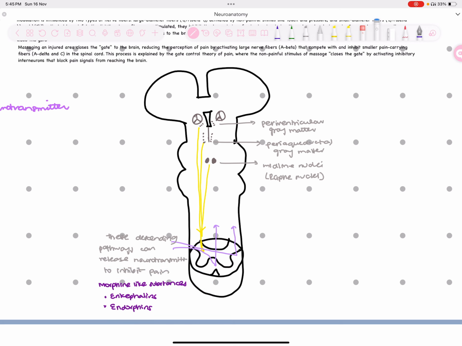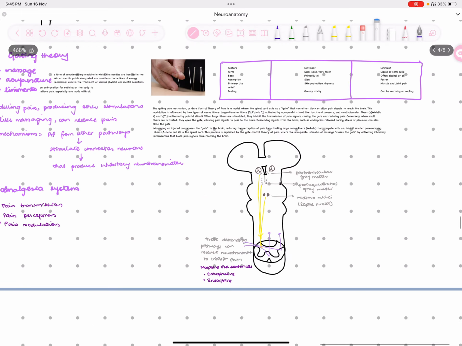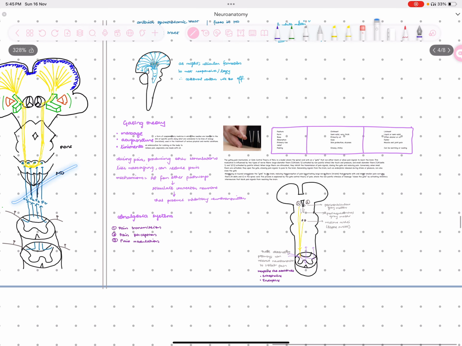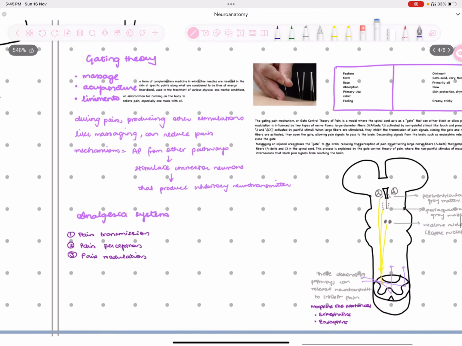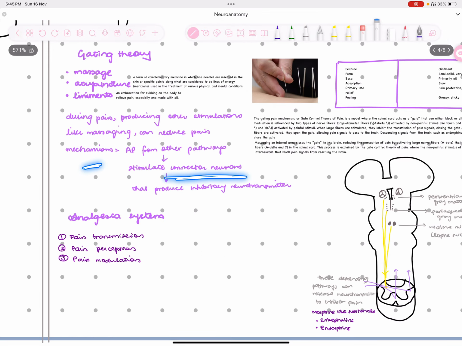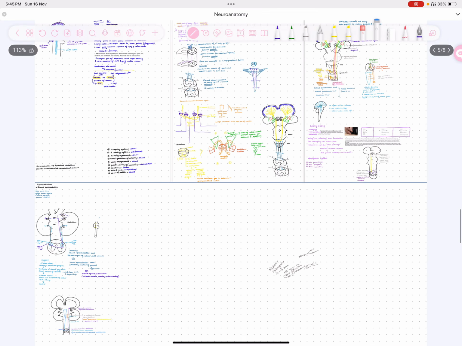So, what are the three structures? One is the periventricular gray matter from the diencephalon, and then you have the periaqueductal gray matter in your midbrain, and then you have the midline nuclei, the raphe nuclei of the brainstem. And then there's the gating system, in which you have connector neurons that release the inhibitory neurotransmitter. Why are connector neurons stimulated? Because you gave any other stimulation other than the pain, right?